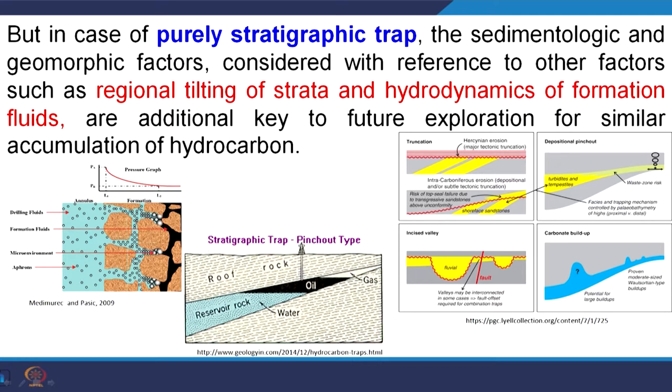So geomorphic process is controlling the depositional environment, and the depositional environment is controlling the distribution of porosity and permeability within that sandstone body. That means these types of geomorphic processes influence where the porosity will be more and where it is less. So the porosity and permeability distribution and the sandstone body geometry are purely of geomorphic character, depending upon the geomorphic environment in which it was deposited.